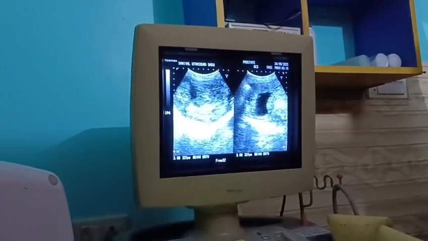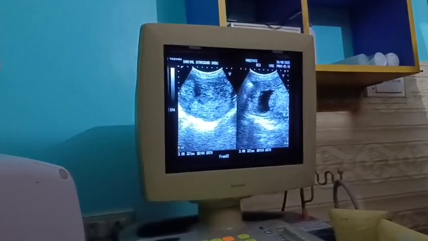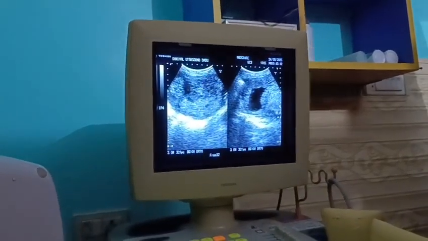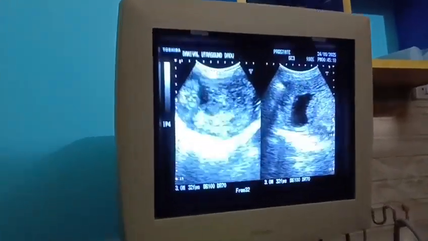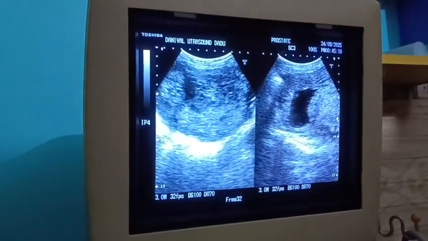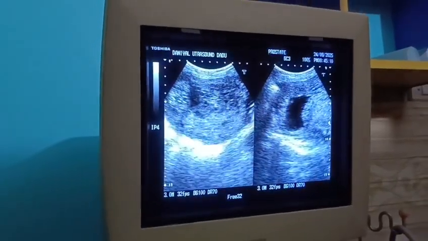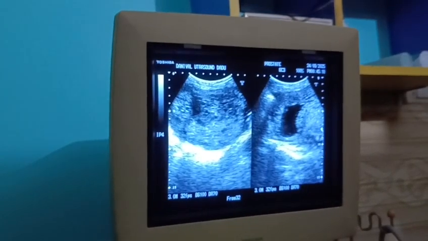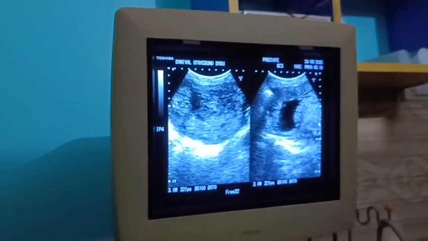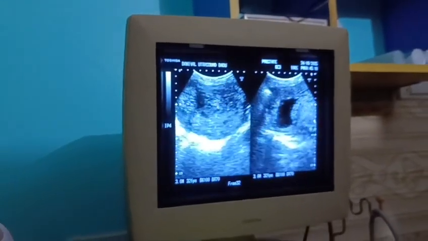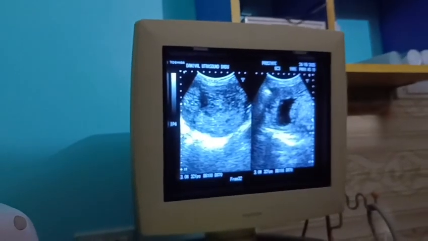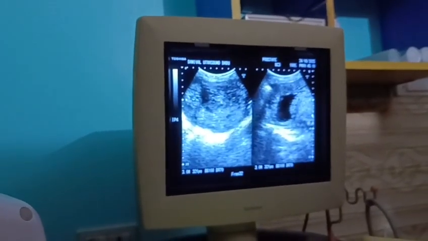Here I have taken a picture. If you could diagnose this one. This is a pelvic pathology. There is time for you for 3 seconds. Well, let's go to the real time.